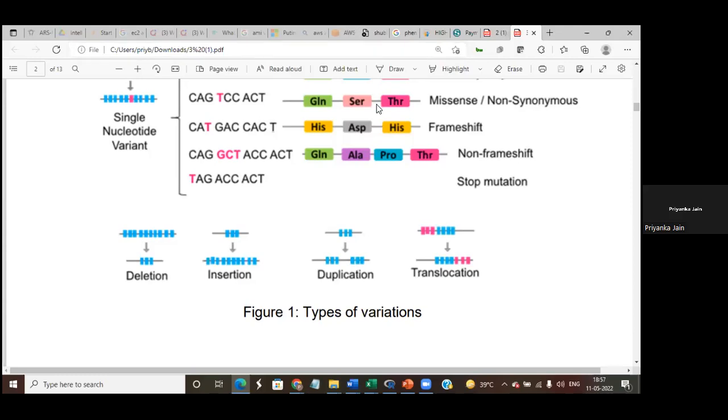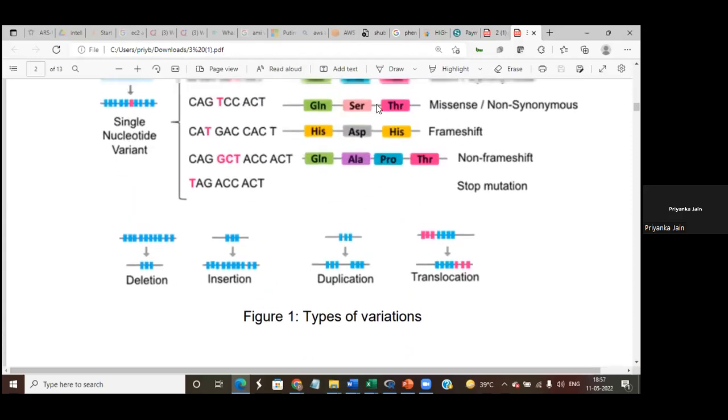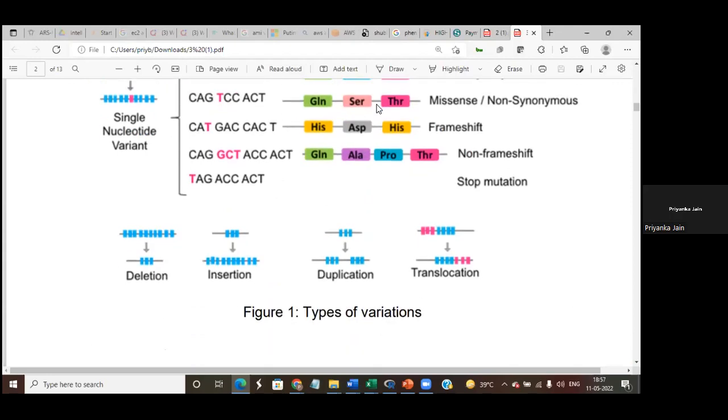Two methods we will be using: either it is reference based, that is, identification of these variants using a reference genome, and the other method I will be telling is identification without a reference genome. That will be in the second class, then the third class.